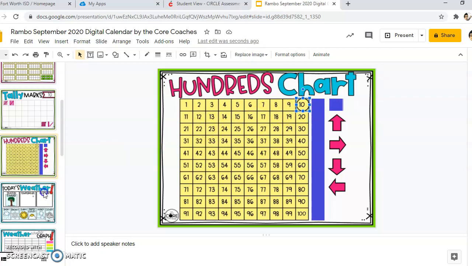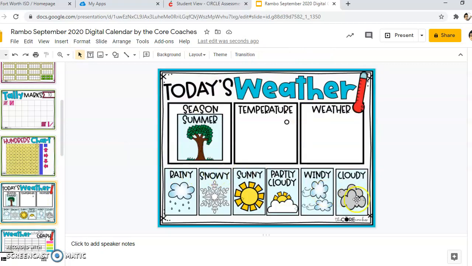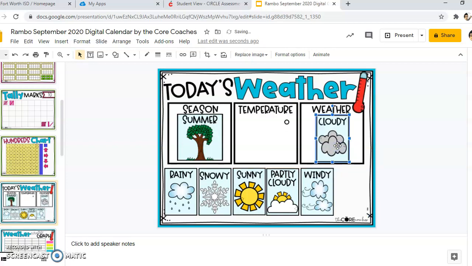Now let's move on to the weather. It is still summer, technically, and the weather is cloudy.